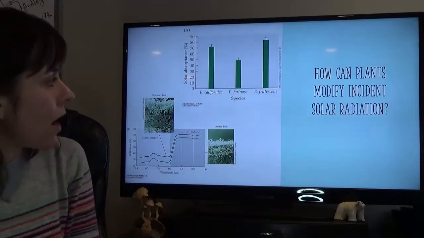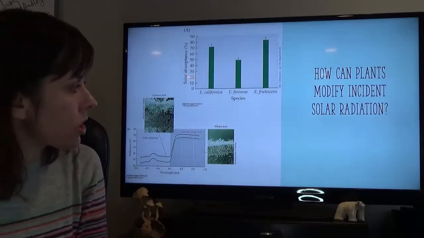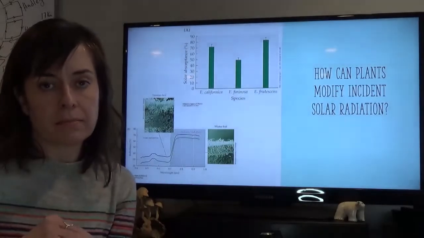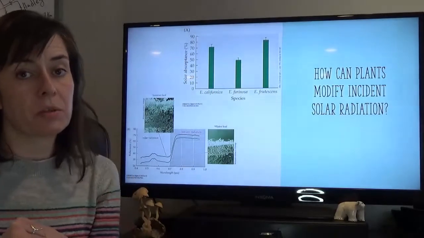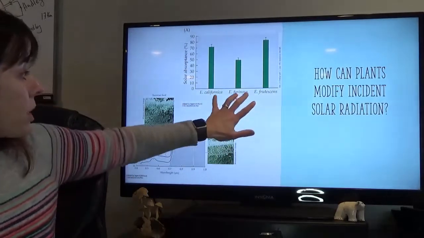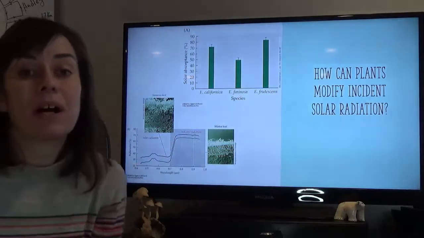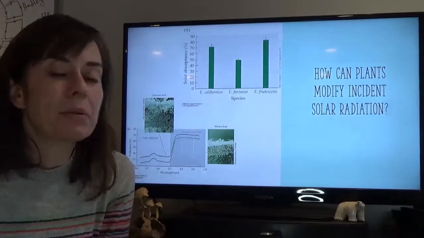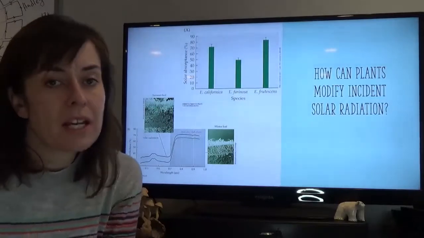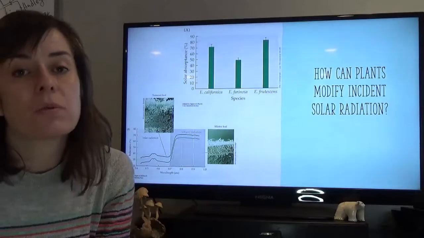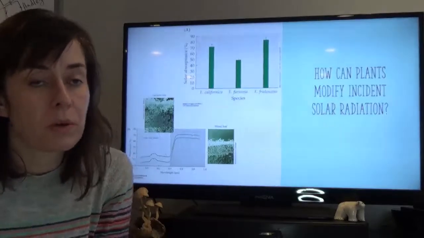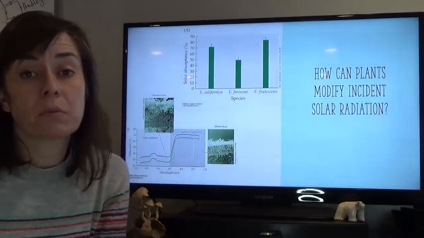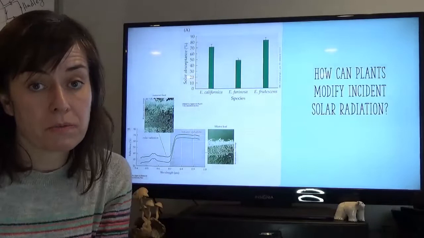Now, how can plants modify incident solar radiation? So if we think about that energy balance equation, you have your incoming solar radiation. One way that plants can modify that, you think, well, plants are not like animals. Animals, if it's too sunny, what do we do? We get up and move to someplace that's shadier. So animals can just move themselves into a shadier location to reduce incident, direct solar radiation. How can plants modify this? And the answer is by modifying the reflectivity of their surface.